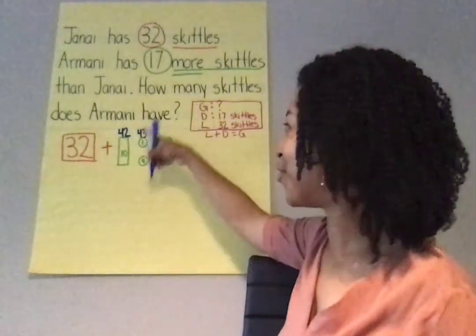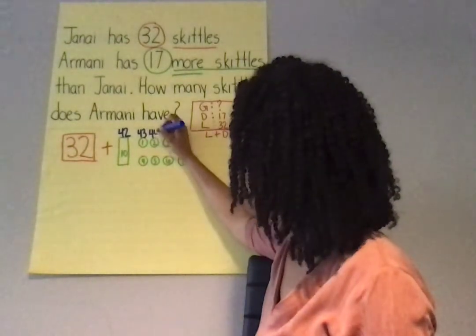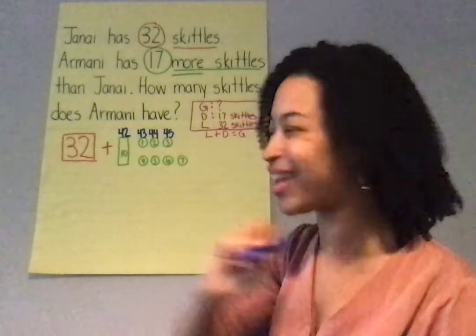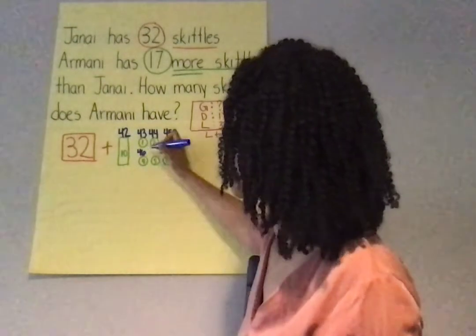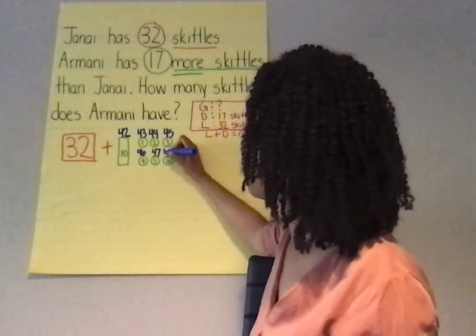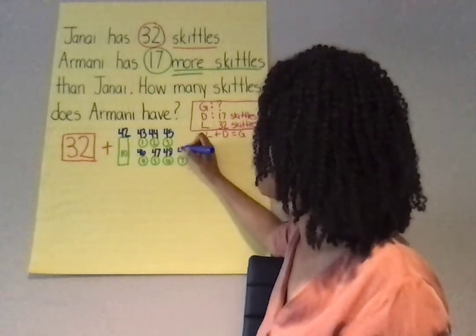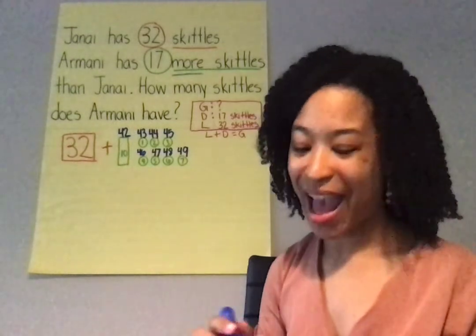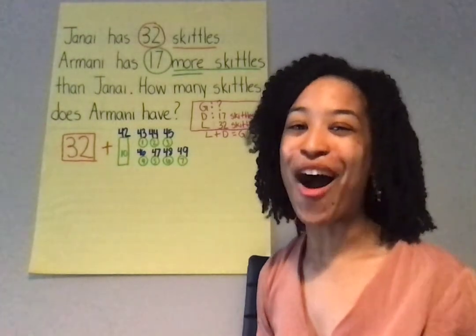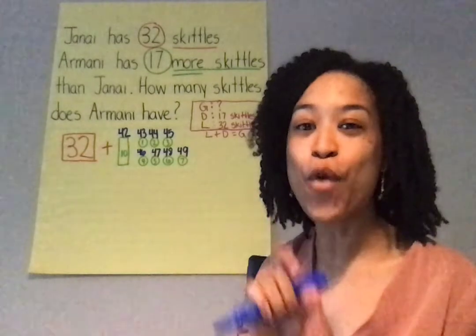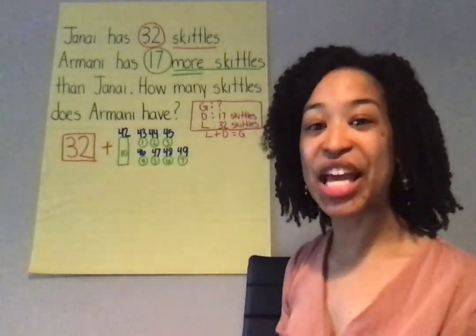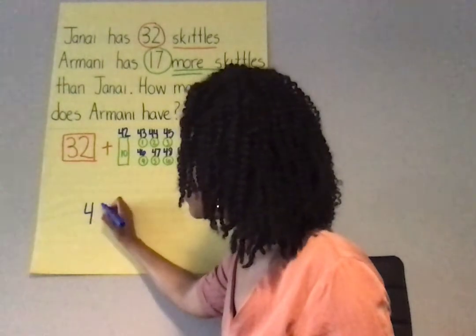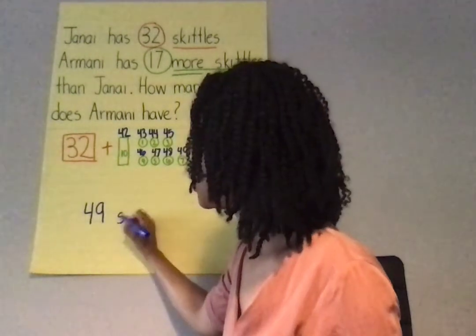Let's continue. 43, 44, 45. Ooh, are you keeping up with me? 46, 47, 48, and 49. Now I have my answer. Armani has 49 Skittles.